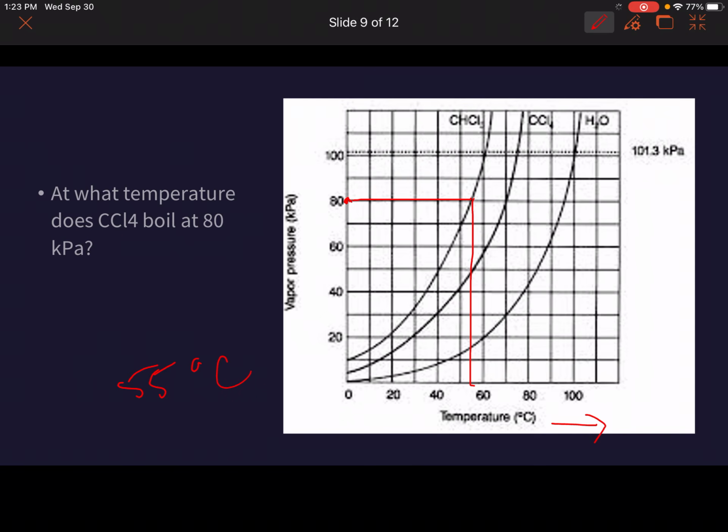So on the line is boiling, okay? So make sure you know that. Under the line would not be boiling. Above it would also be boiling.